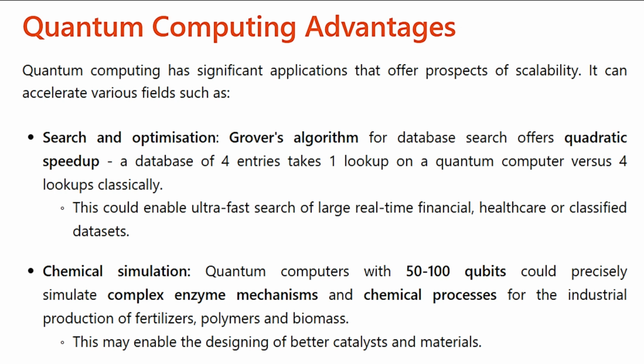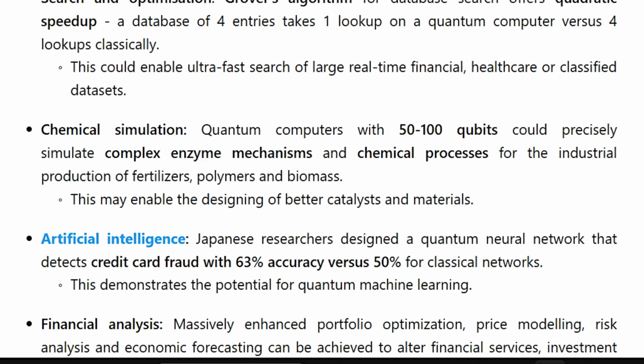Chemical simulation. Quantum computers with 50 to 100 qubits could precisely simulate complex enzyme mechanisms and chemical processes for the industrial production of fertilizers, polymers, and biomass. This may enable the designing of better catalysts and materials. Artificial intelligence. Japanese researchers designed a quantum neural network that detects credit card fraud with 63% accuracy versus 50% for classical networks.